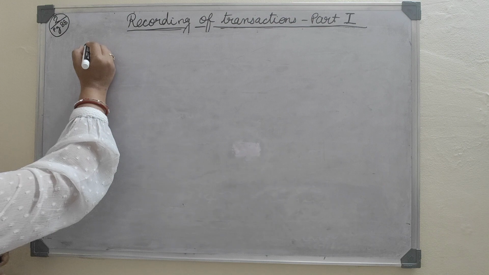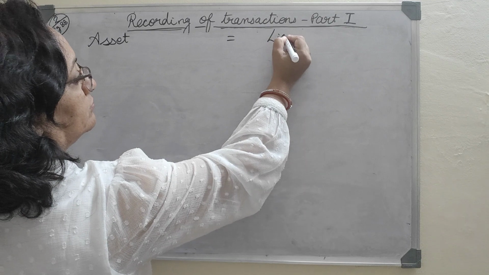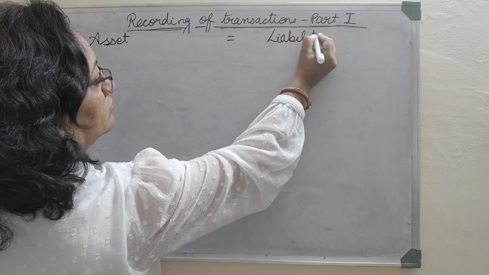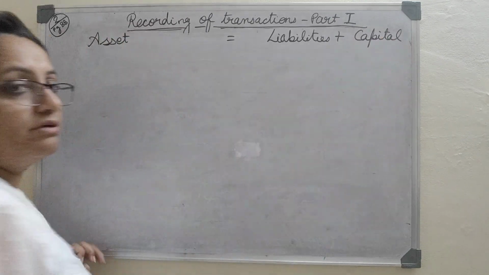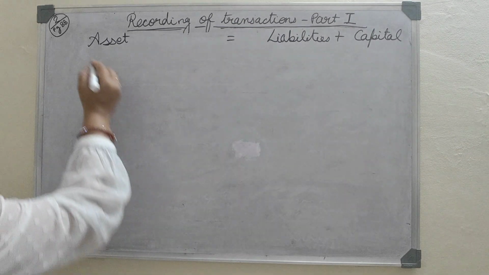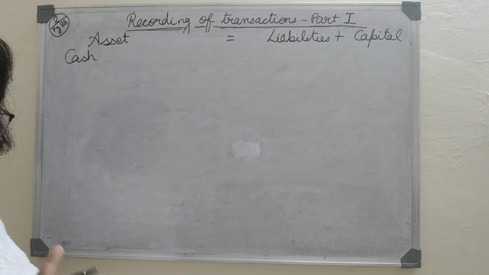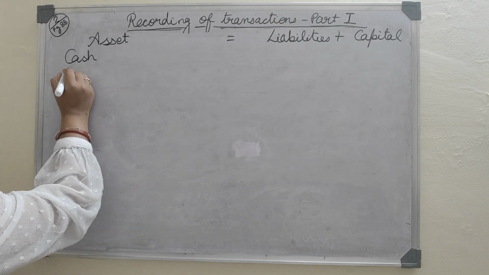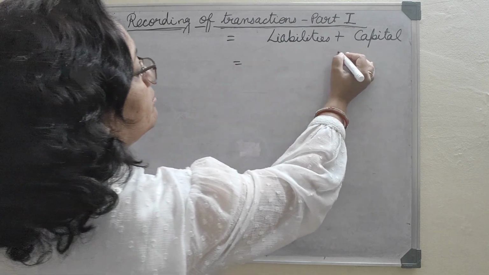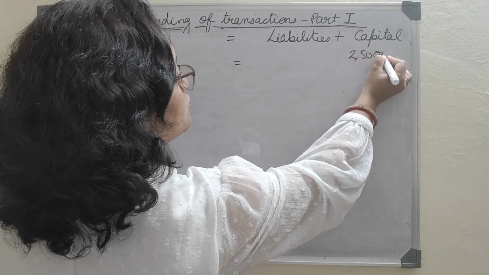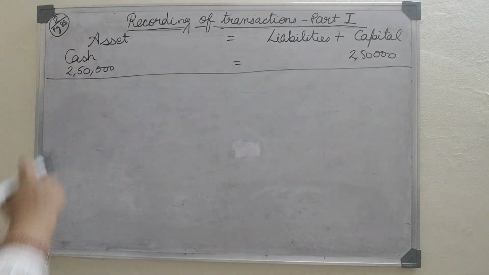So first of all we will write this, our accounting equation. Now when a person is starting business with cash, first of all what thing is affected? That is cash. So he has brought 2,50,000 and that is also his capital. For the first transaction I am not writing the total because we know that both the sides are equal.